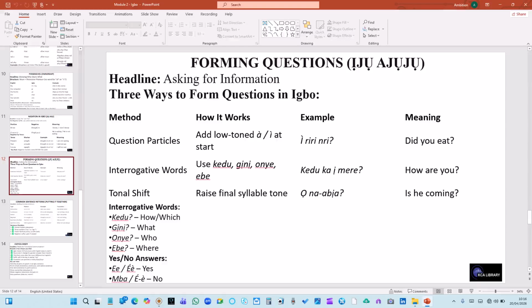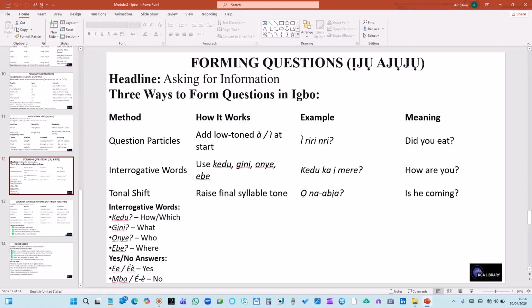Now, the interrogative words here, we can use kedu, gịnị, onye or ebe. Kedu ka ị mere? How are you? So we can use the interrogative words to ask questions. We can use question particles like a or ọ to ask a question. Then we can use tonal shift.